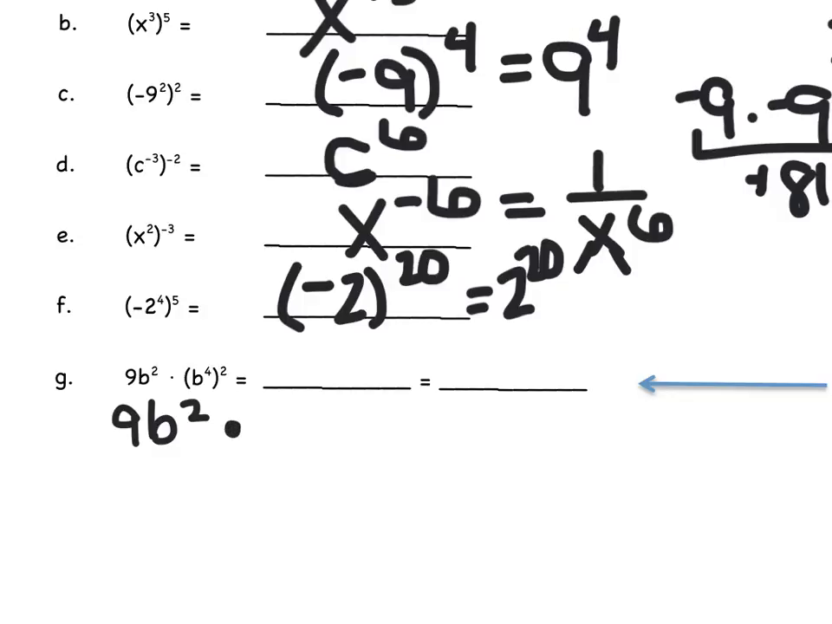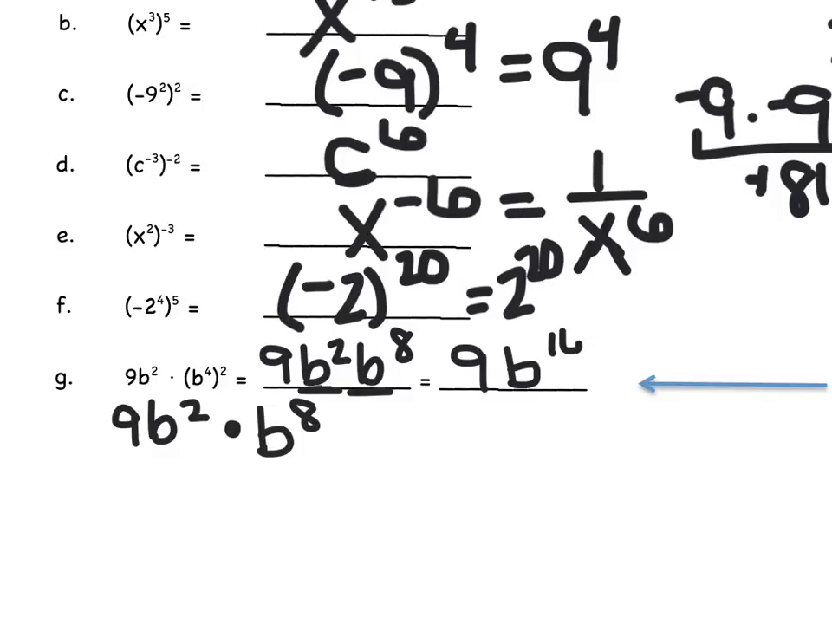So b to the fourth power all to the second power, we multiply our exponents. We get a b to the eighth. So we've got 9b squared, b to the eighth. And because both of these have the same base of b, when we multiply them using our product rule, we're going to add our exponents. So we get a 9b to the 10th.